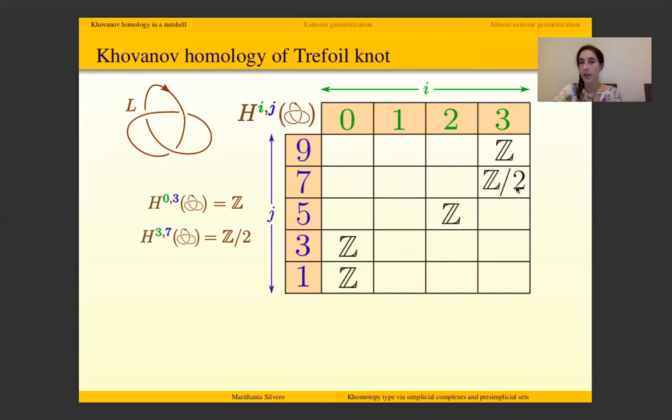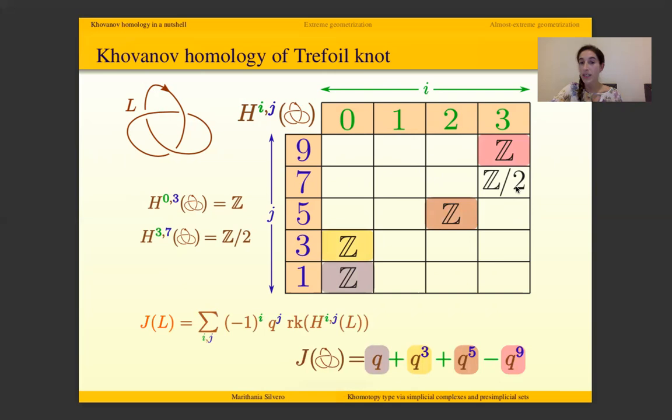Okay, so if we want to recover the Jones polynomial, we just have to take the Euler characteristic of this homology. So we just say, for example, here we have this term, this Z is contributing minus 1 to the third power, meaning negative sign, times q to the ninth power, meaning q^9, and rank is 1, so coefficient is 1. Okay, for example, this yellow one is contributing minus 1 to the 0 power, meaning positive sign, times q to the third power, meaning q^3, and rank is 1, so we have this q^3. And that is how we recover the Jones polynomial from Khovanov homology.